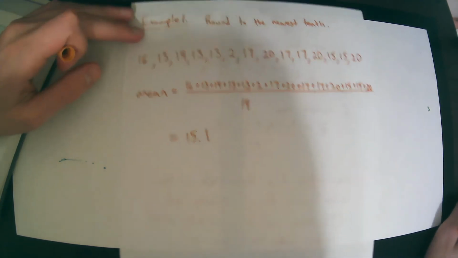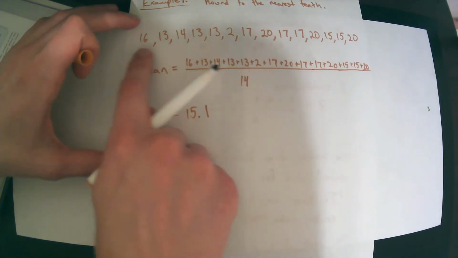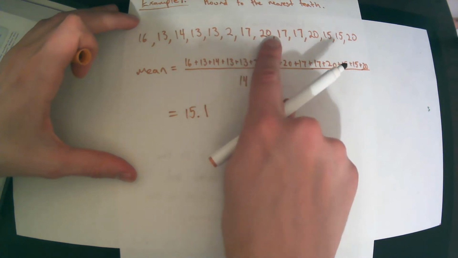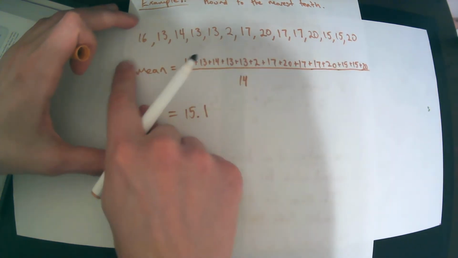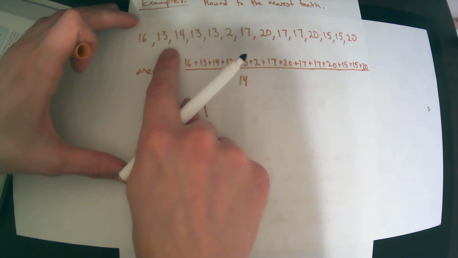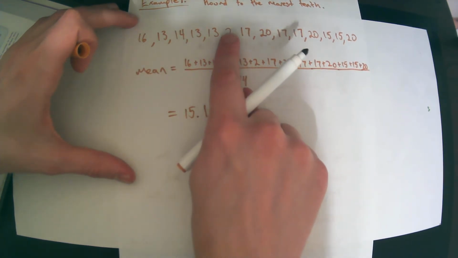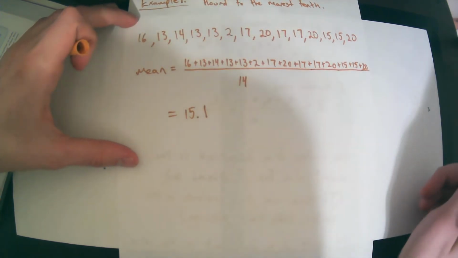So I just want to talk about this a little bit before we go into median and mode. 15 may seem a little low because there are 3 17s and 3 20s, right, and a 16. Those are all a lot higher than 15 when you compare them to 13 and 14 and 15, right? But it's this 2 that's kind of messing things up a little bit. This 2 in this case would be called an outlier.